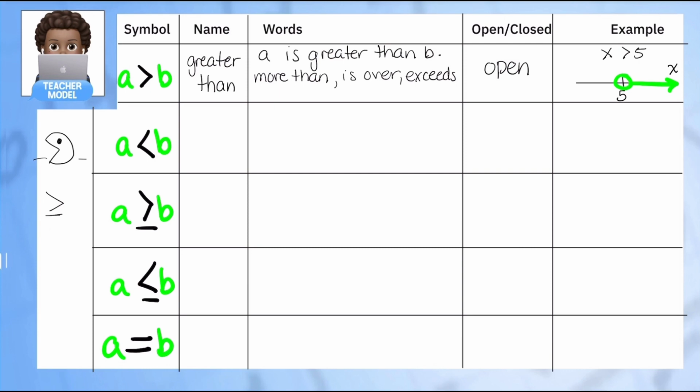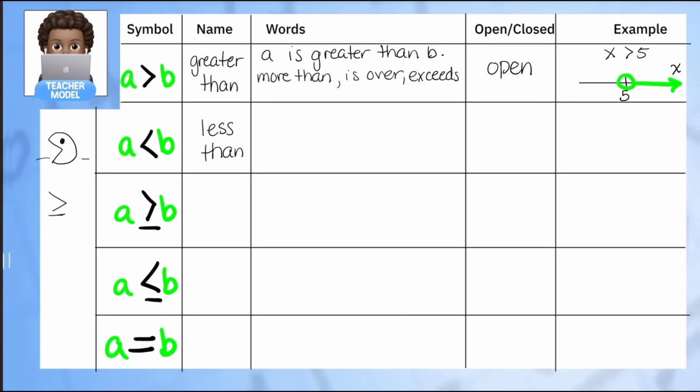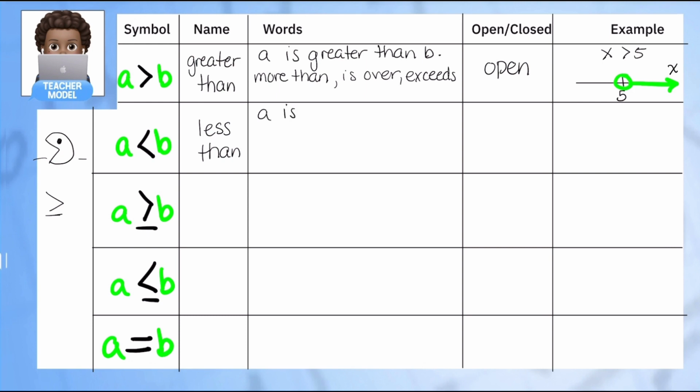Let's look at the next symbol, and it's the opposite: less than. So I would say A is less than B. Again, I always read from left to right. Other ways I could say it are is under, fewer, below, all different ways. And it would also be open. So let's say I have x is less than 5.